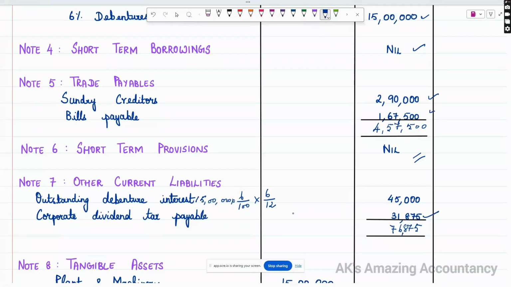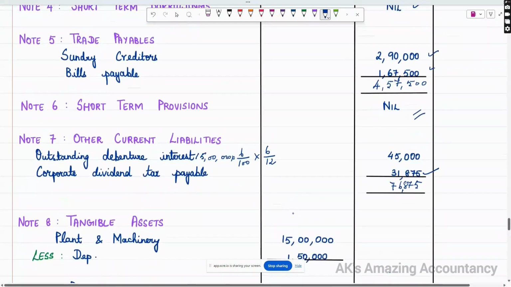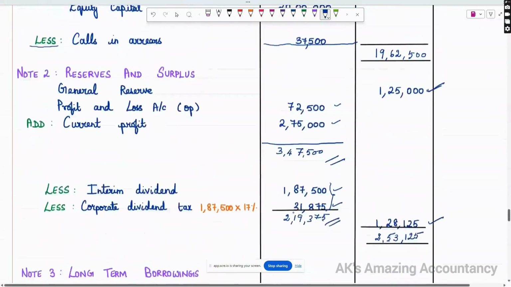Now we have to proceed with the notes relating to assets. So we have Note 8, which is for tangible assets. Under tangible assets, we'll be having assets which are in a tangible form, that is, those assets which can be visibly seen and touched, like fixed assets and all. So in this problem, we have plant and machinery 15 lakhs, and we were given the adjustment to provide 10% depreciation on plant and machinery.